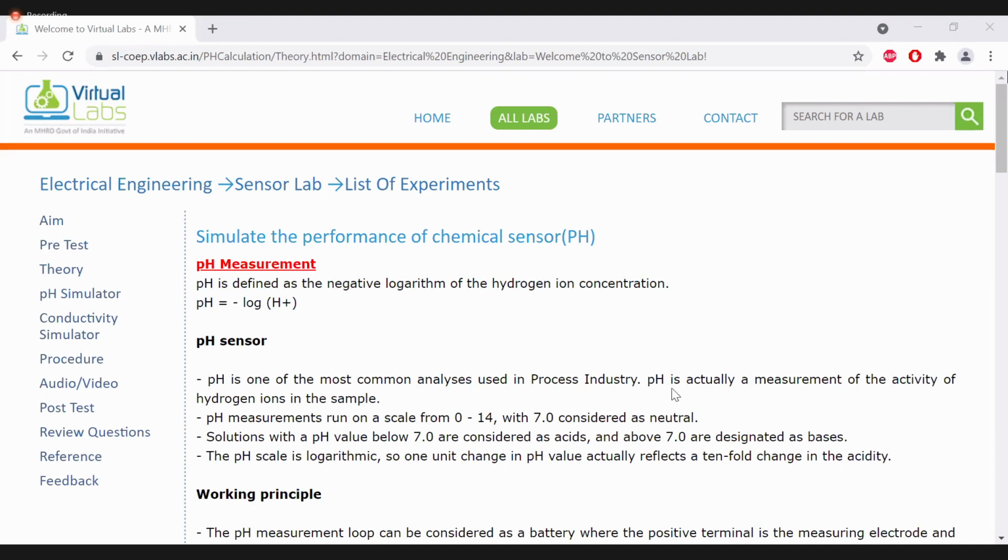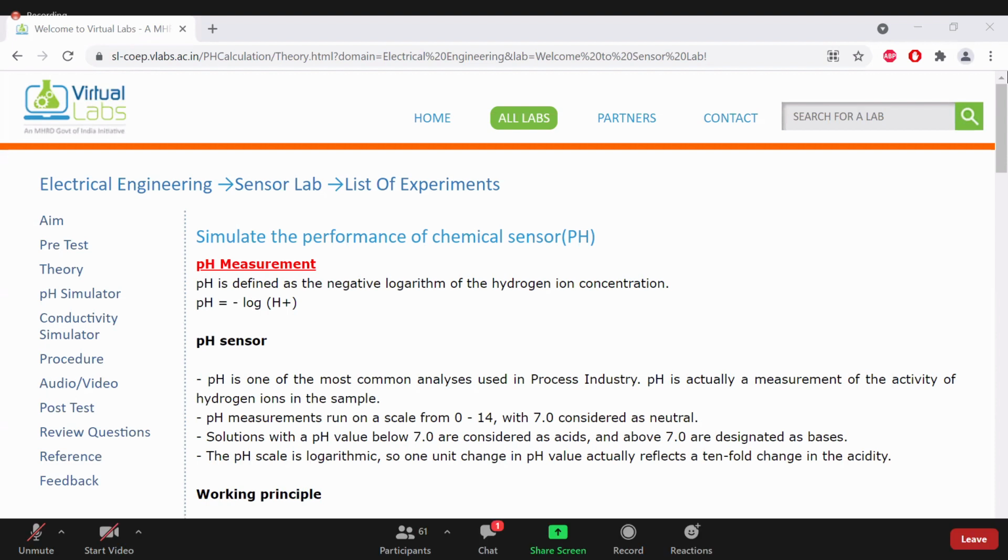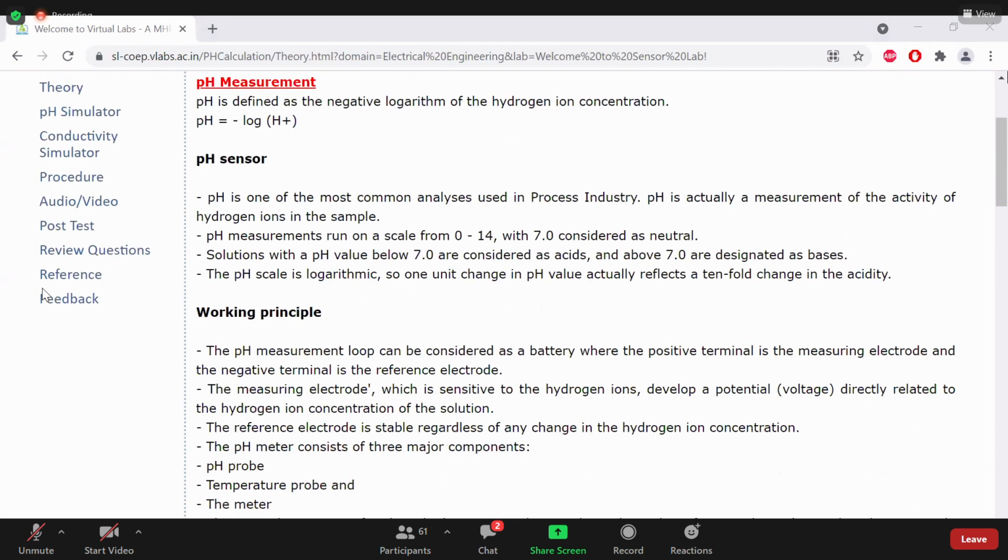Students, today we are going to do this experiment. I will post this website link in our chat box. All of you open this website and go through the theory.